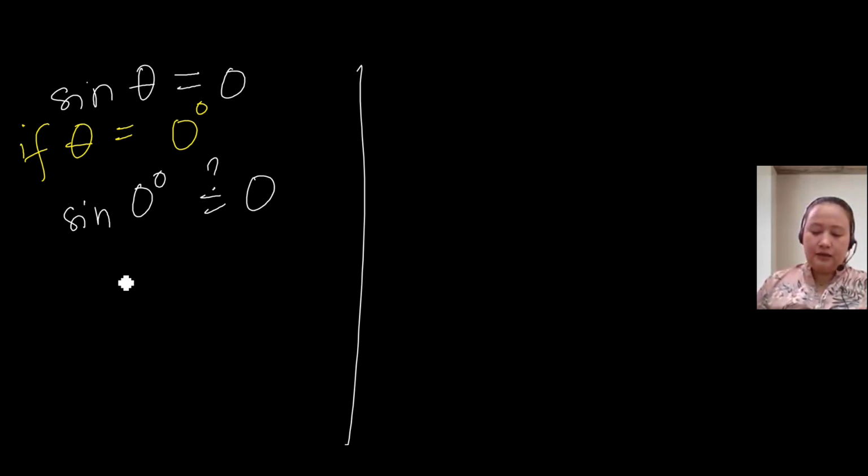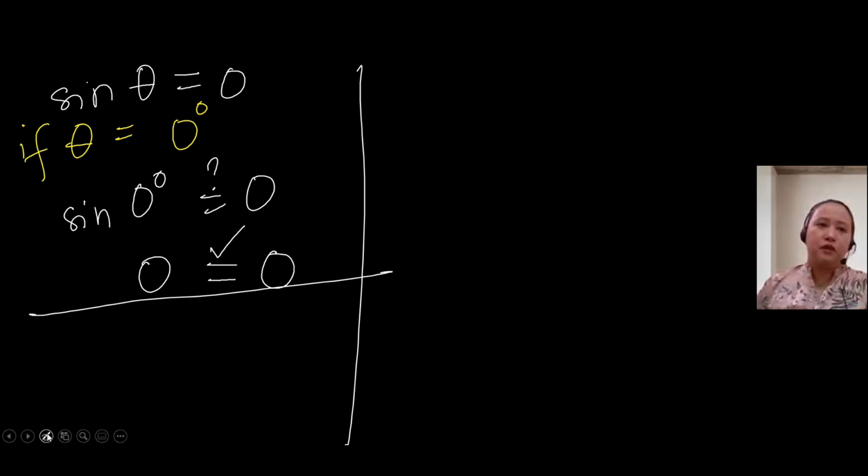Okay, so sine 0, we have 0. So the right side is 0. Do you think they are equal? Of course, yes. Okay, so another example.